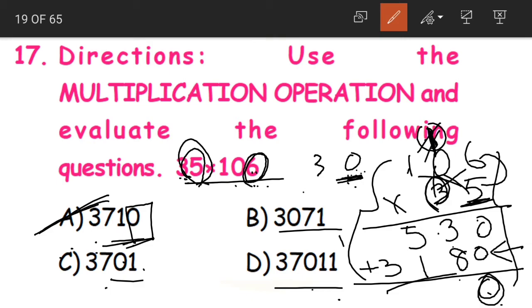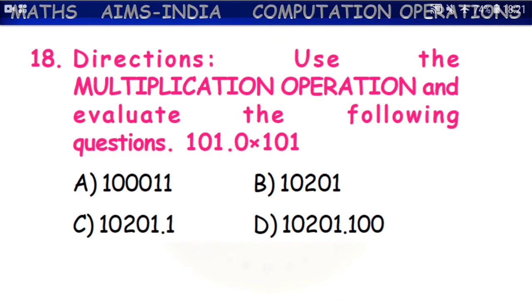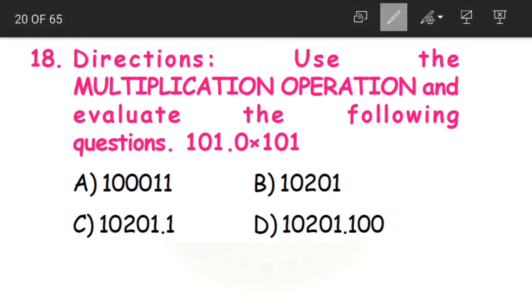Let us cross check by actually adding it. 3 plus 8 becomes 11. 1 here, 1 carried. 5 plus 2, 6. 6 plus 1, 7 and then 3. Yes, we got the same answer, that is 3710. Option A. Moving on to question 18.